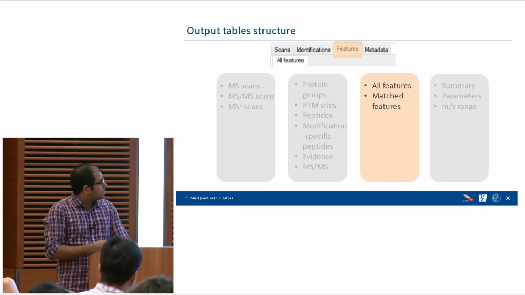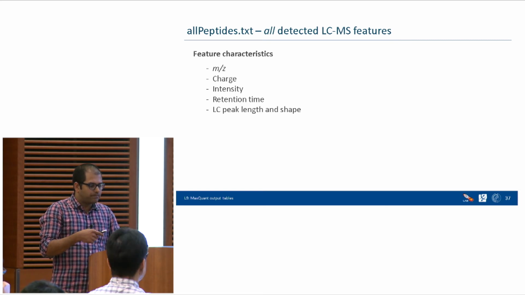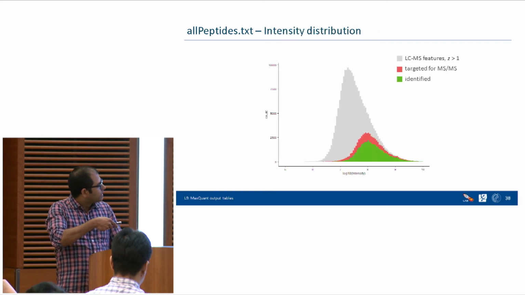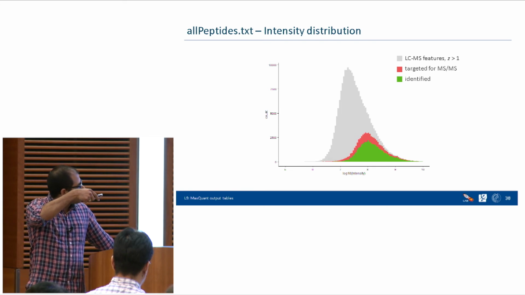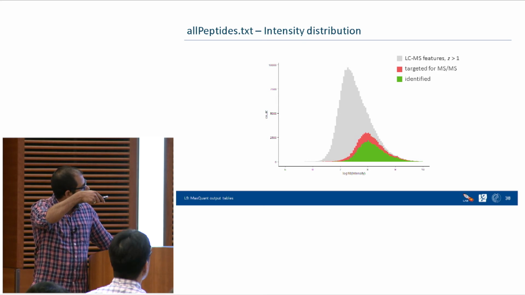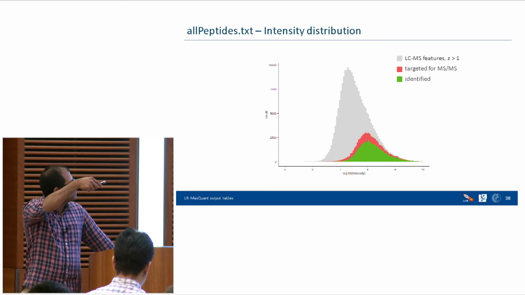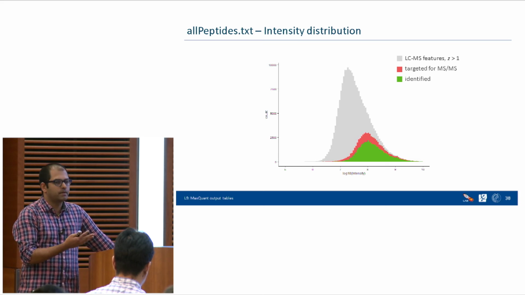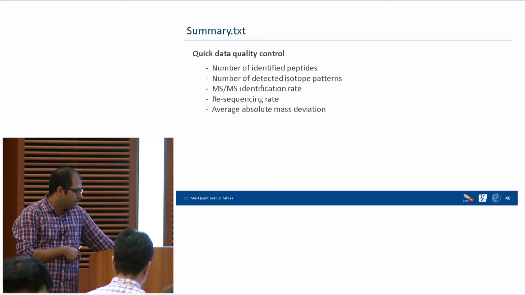I think, and then there are features, and features is basically a list of mass-to-charge, intensity, and all the features present in the run that can be used to plot these kinds of histograms. And so here it says this is all the features. The green ones are the ones which we are actually identifying, the red ones are the ones where we actually try to identify them by fragmenting them, and the gray ones are not even touched for fragmentation. So this also gives an idea of whether the machine is fast enough for this particular sample, and other information from this.